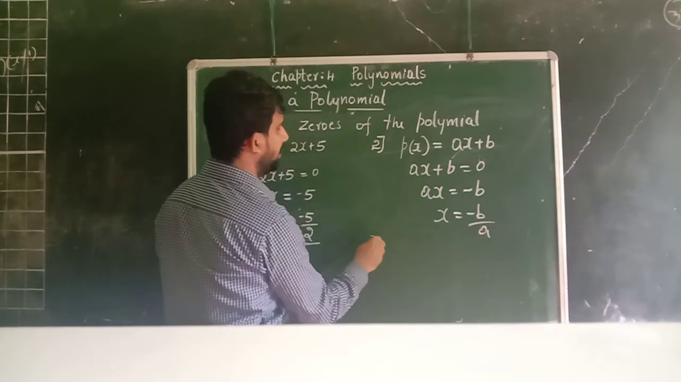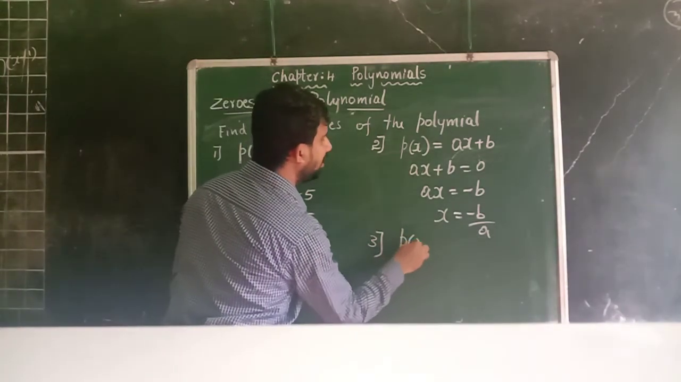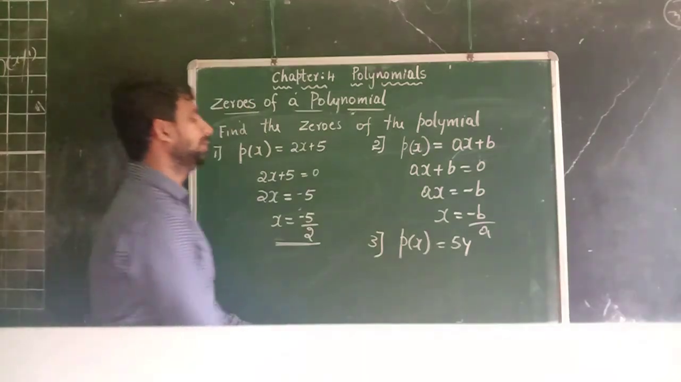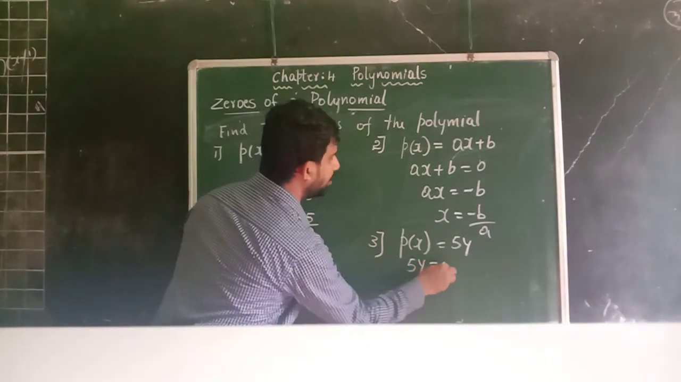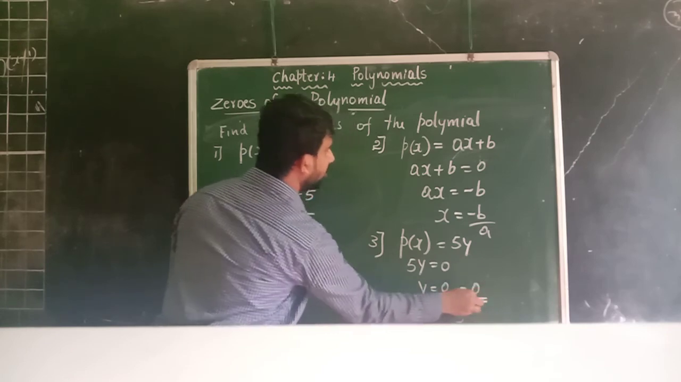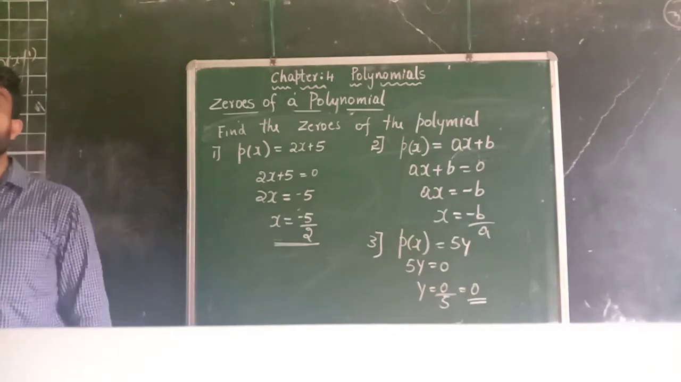I'll take the third problem. p of x is equal to 5y. Now 5y is equal to 0, so y is equal to 0 by 5. 0 by any number is 0. Now this is also a zero. In this manner you can find the zeros of the polynomial.